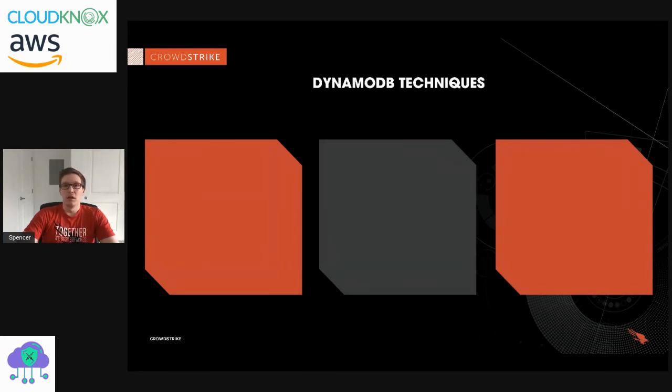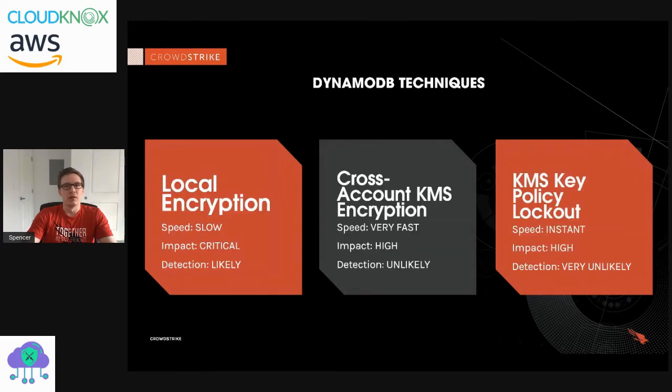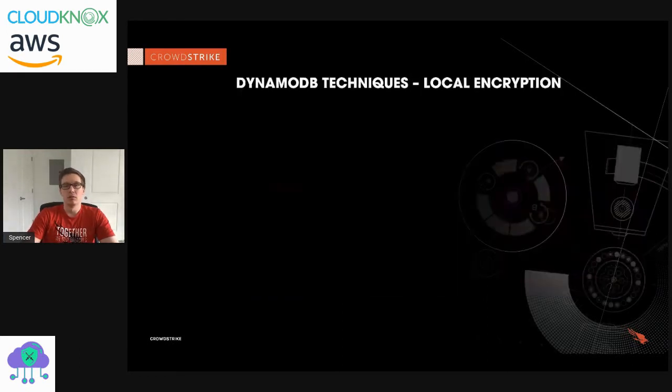So with that, we're going to be diving into DynamoDB. We'll cover three techniques again, and that doesn't mean they're the only three techniques, but maybe surprisingly or not, they're the same three methods: local encryption, cross-account KMS encryption, and key policy lockout. They're done a little bit differently, though.